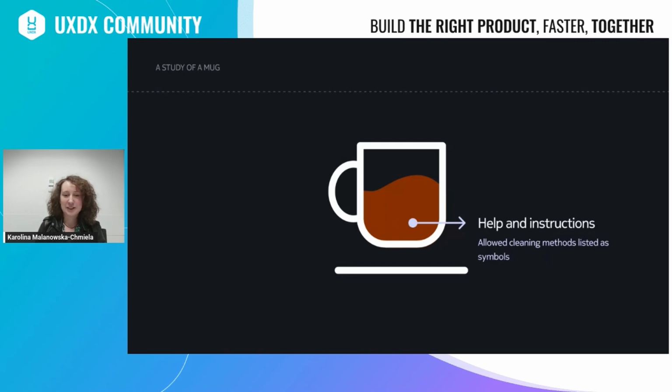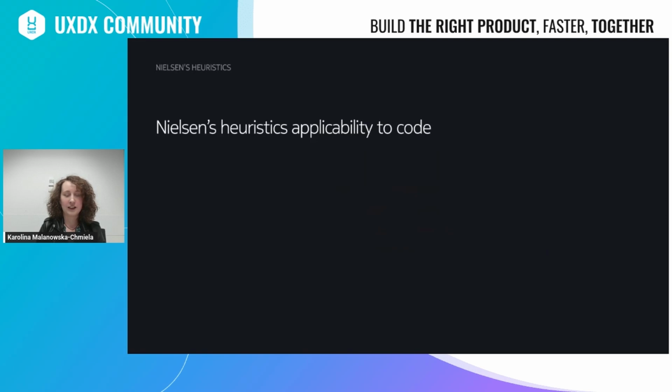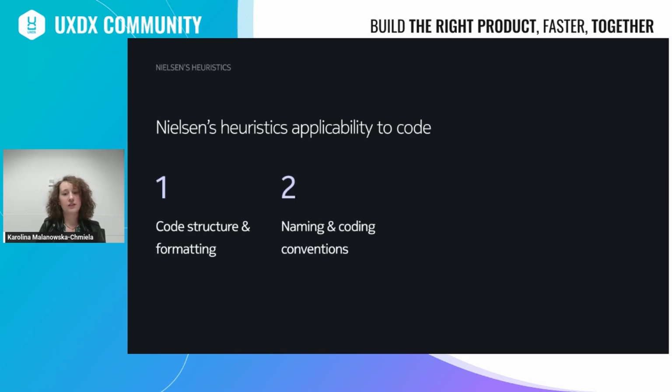And let's now consider these heuristics from the perspective of code. So let's think about their applicability to code. I have divided these heuristics into 4 groups. The first one is code structure and formatting. The second, naming and coding conventions. Third, code efficiency. And fourth, help and documentation.